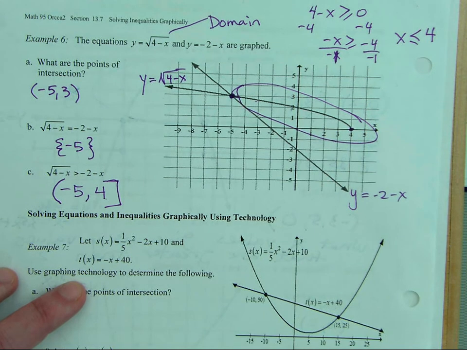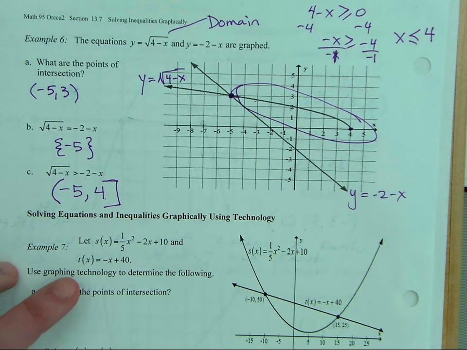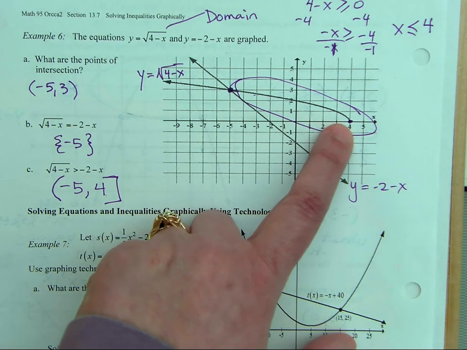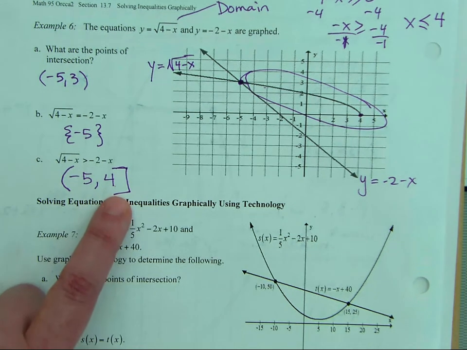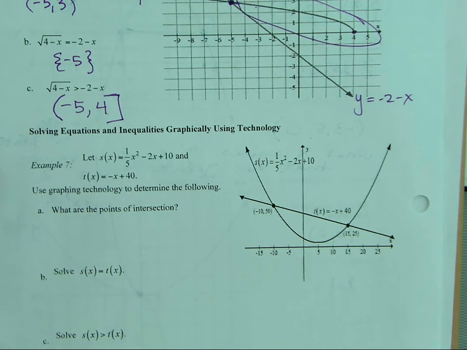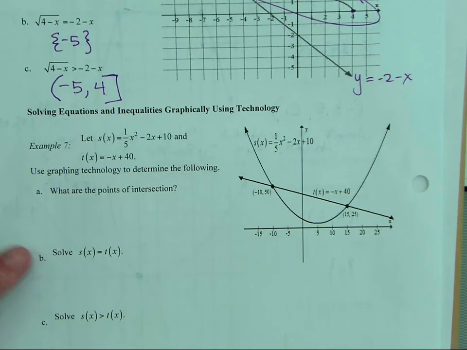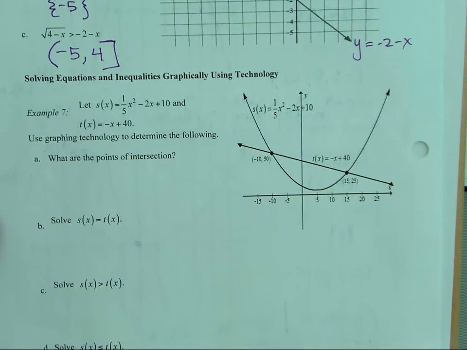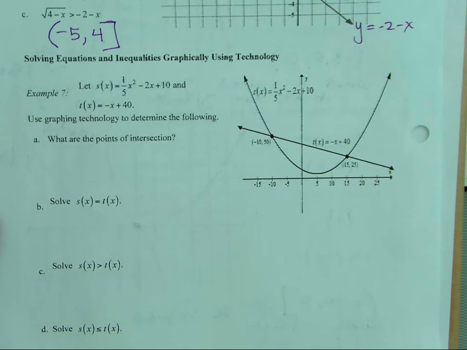So that's just kind of a review of the domain of a radical function, but you can see it on the graph as well. So that's why we're stopping at positive 4 here, and we're including that point. Okay, let's look at example 7, and I would encourage you, if you haven't had a chance to try it, go ahead and try it, and then continue.